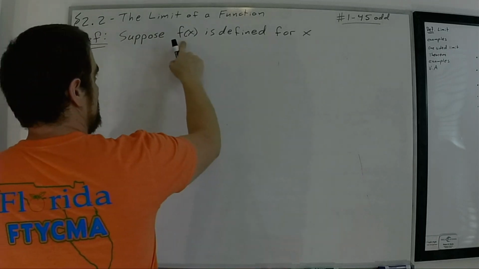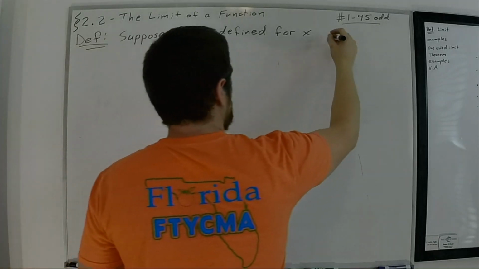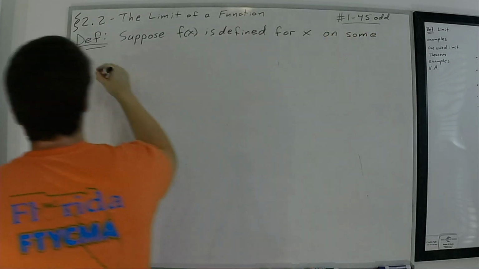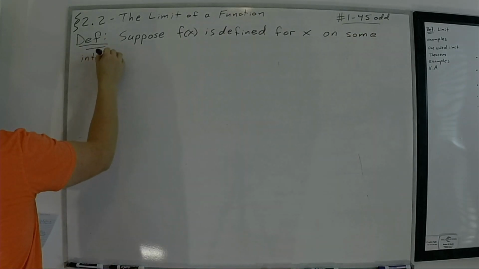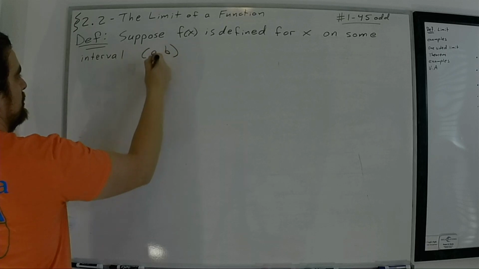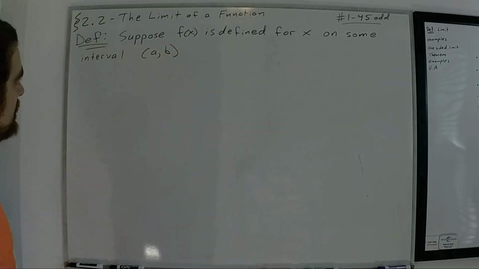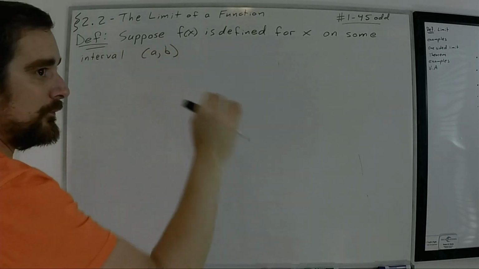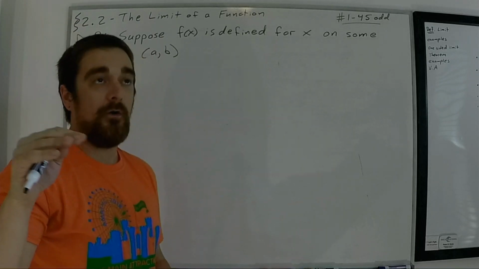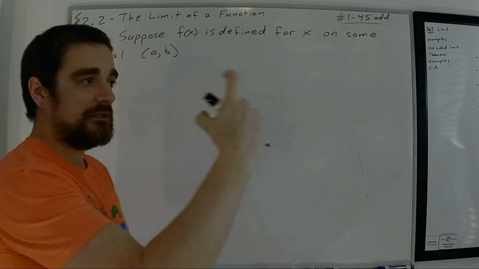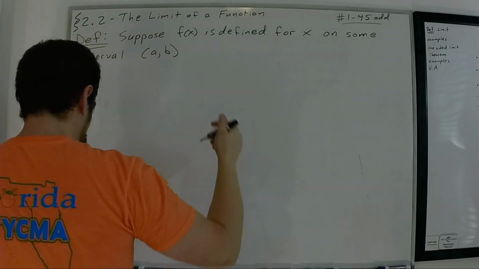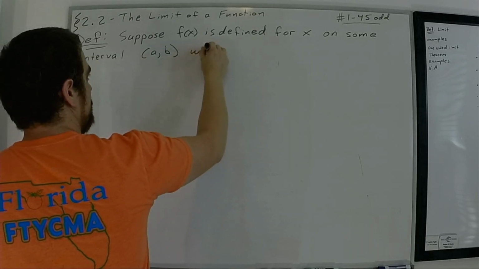So suppose this function f of x is defined for x on some interval a to b, and this is the notation for an open interval. We'll use the parentheses, and it'll be very specific in this course when we talk about open intervals versus closed intervals, where we use the brackets. So it'll be very specific as we come across definitions. You want to keep an eye out for that.